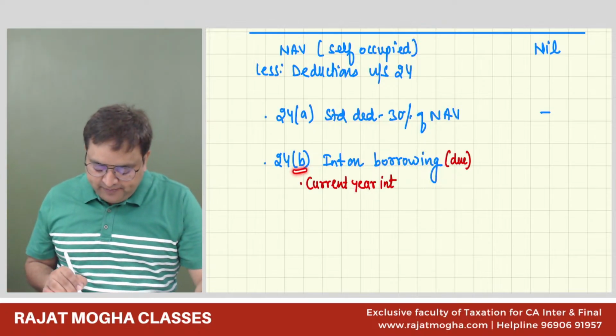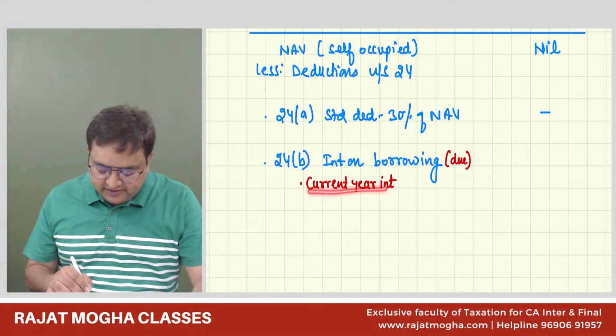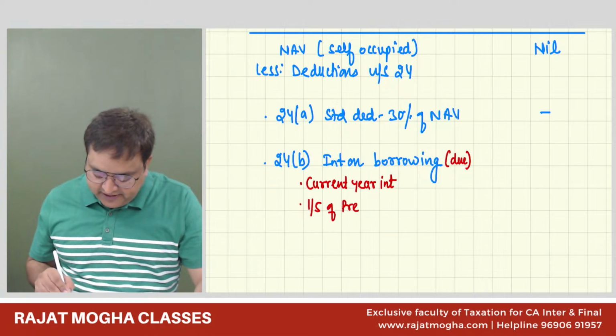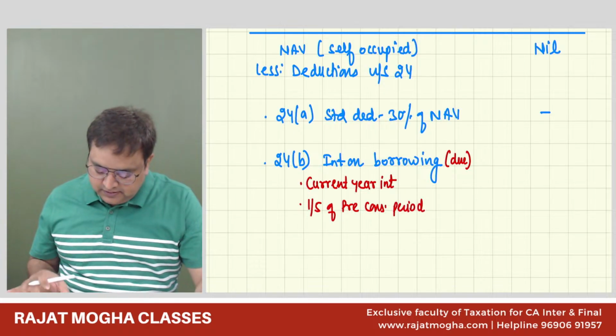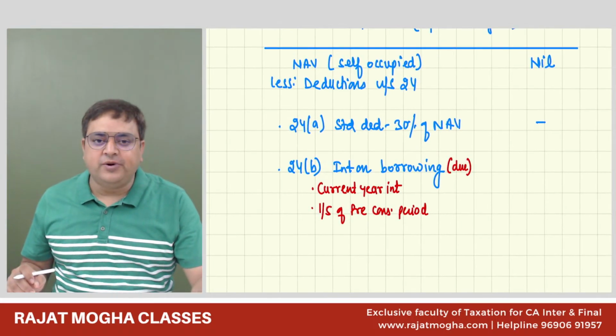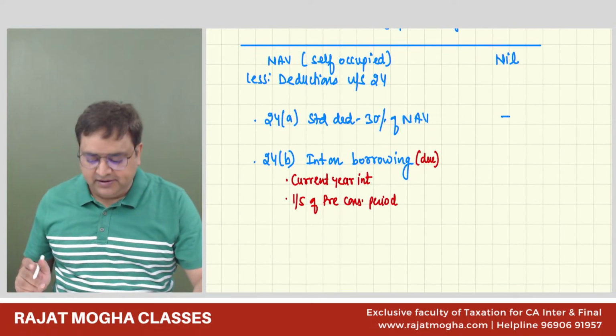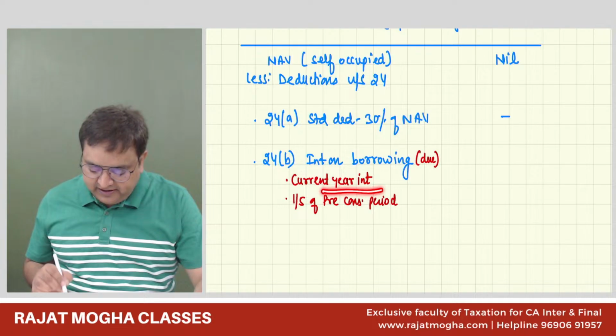So 24B actually consists of current year interest plus 1/5 of pre-construction period interest. This also needs to be taken. So 24B consists of 2 things, current year interest and 1/5 of pre-construction. Let me see how much is the current year interest.